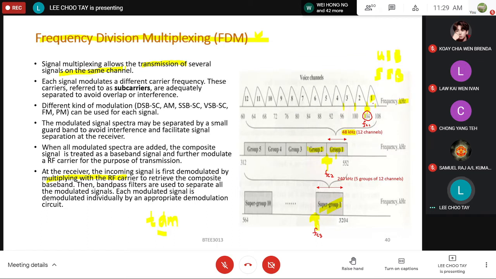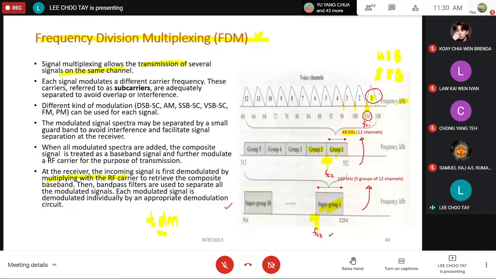So at the receiver, to recover signal number 1, I need to do the reverse process. Out of this whole group of signals that I have, I only want, because my signal number one is in super group one, I need to recover super group one first. To do that, I need to go backwards. So I need to multiply again with FC3. After that, I do bandpass filtering to recover this group here. And then I multiply with FC2 to give me this sub band that I have.